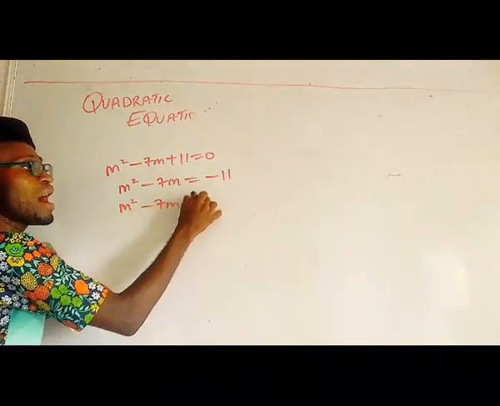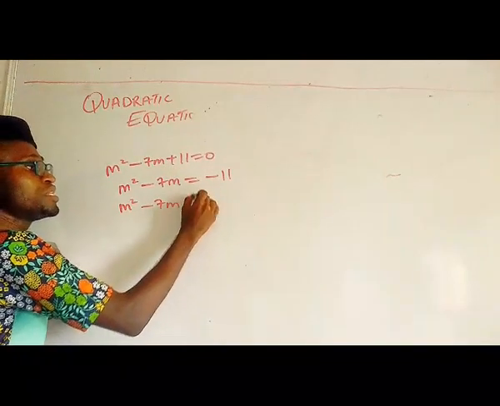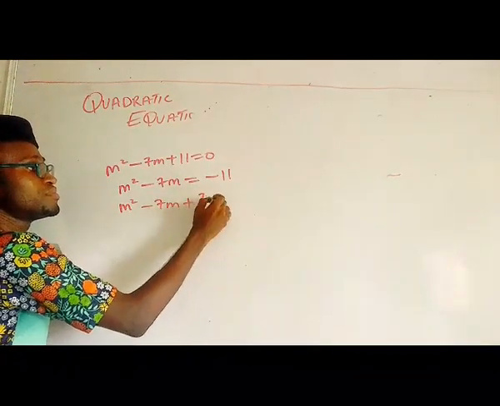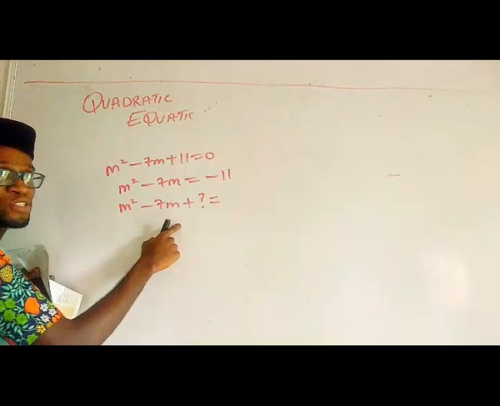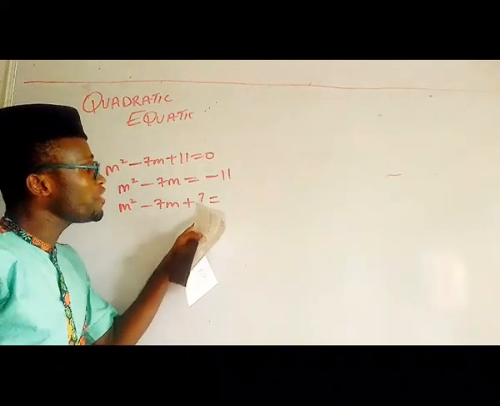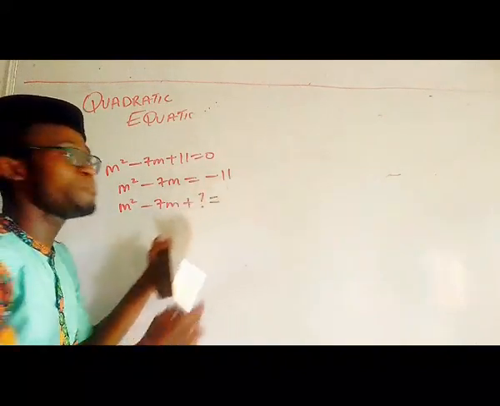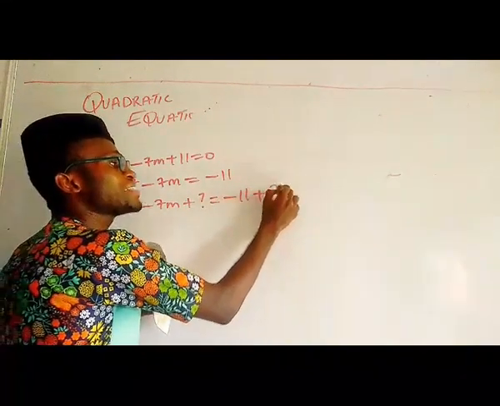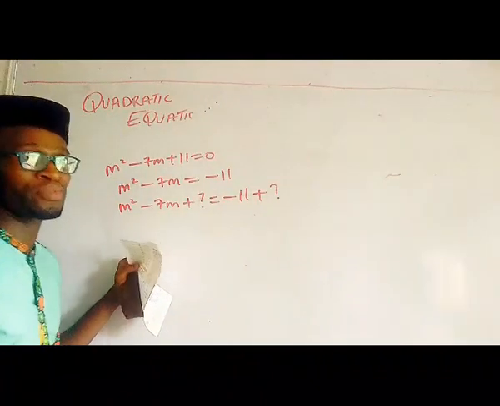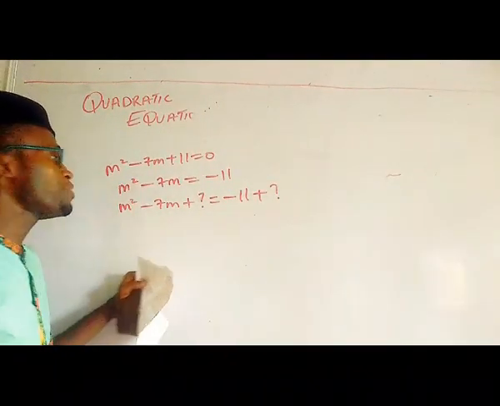Just like we did before, we now ask ourselves that same question. What are we going to add to this to make it a perfect square? And mind you, if we are adding something to this side of the equation, for this equation to be balanced, we also have to add that same thing to the other side so that this equation will be balanced.